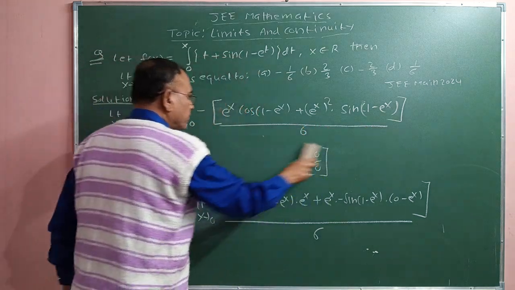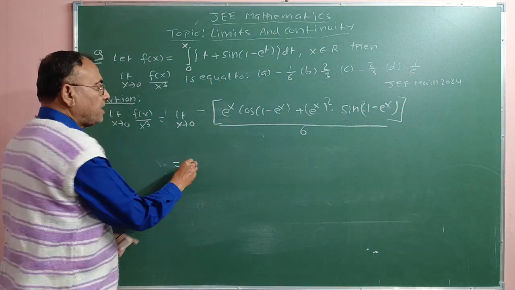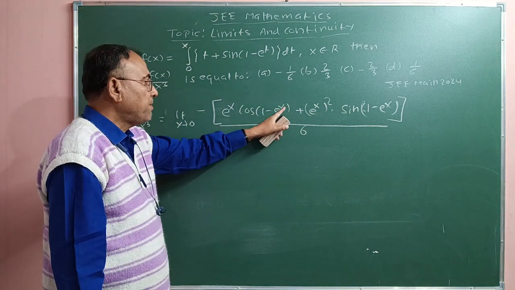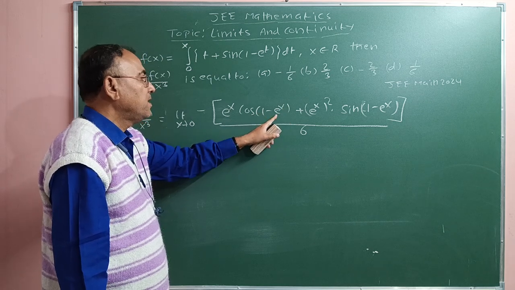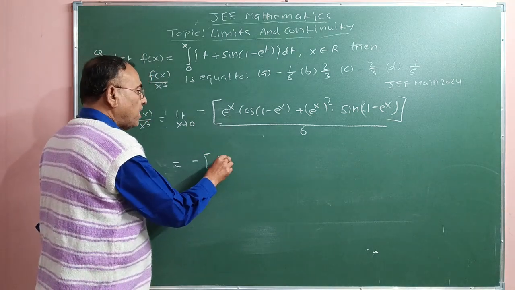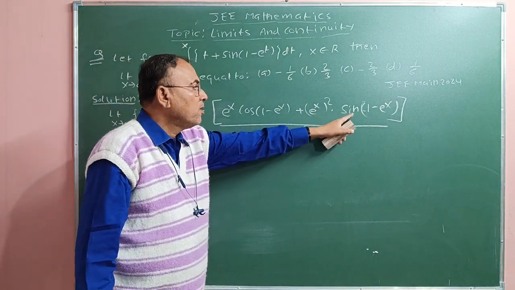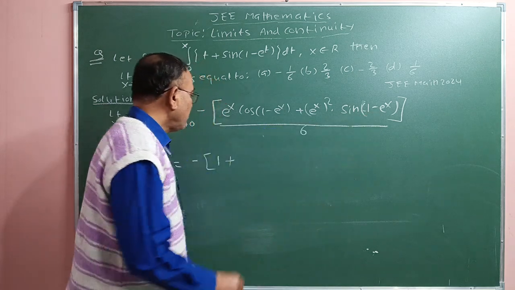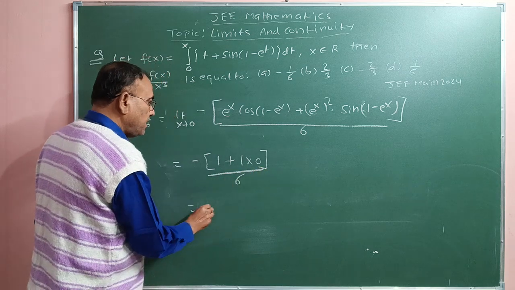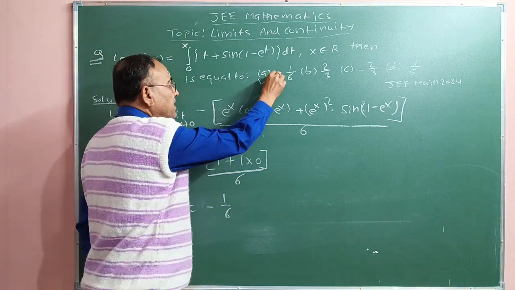Now replace x by 0: e^0 is 1, e^0 is 1, cos(1 minus 1) is cos 0, which is 1. The first term is minus 1 plus e^0, which is 1, square into sin(1 minus 1), sin 0 is 0, 1 multiply 0, upon 6. This is equal to minus 1 by 6. So our option number first is correct.